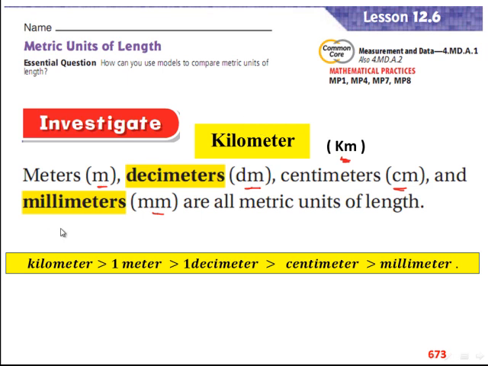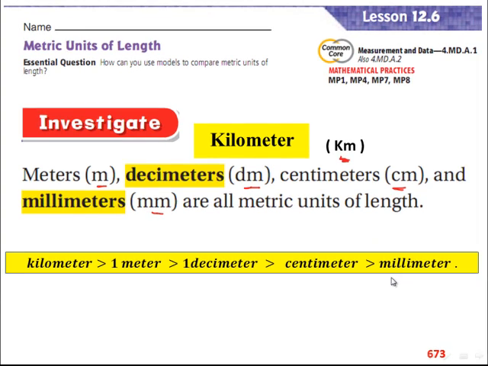And which is the greatest one? The greatest one is kilometer. After that, meter. After that, decimeter, centimeter, and the last one, the smallest one, is millimeter. Kilometers, I can use it to know the distance between two cities. For example, the distance between Riyadh City and Medina City is about 800 kilometers.